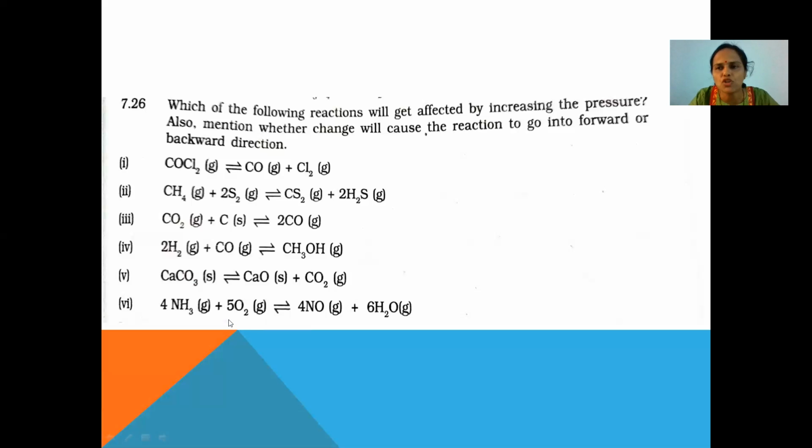So to attempt such questions, you compare the number of moles on the product side with that of the reactant. If the number of moles on the product side is less in comparison to the reactant side, the reaction with increase in pressure will proceed in the forward direction. But if the number of moles on the product side is greater in comparison to the reactant side, the reaction proceeds in the backward direction. That is the concept you need to remember.